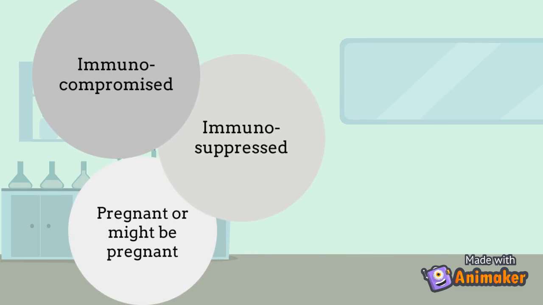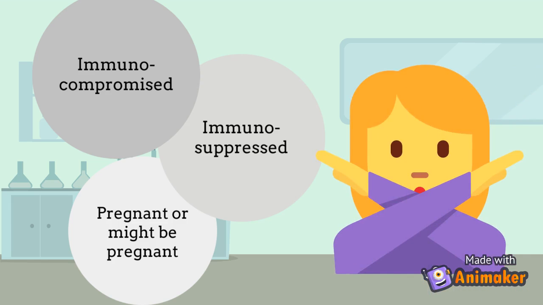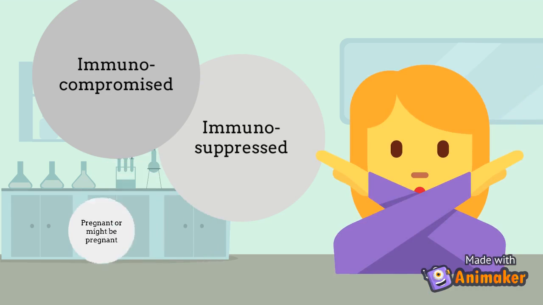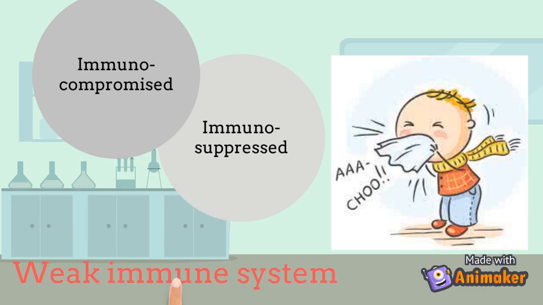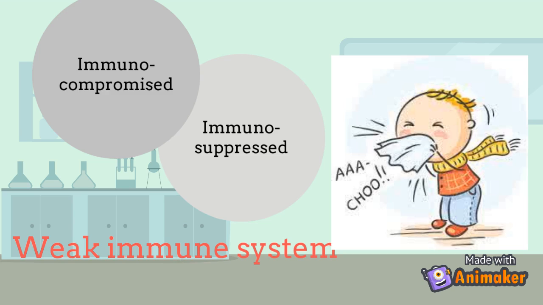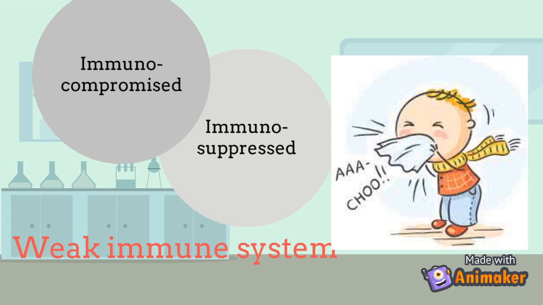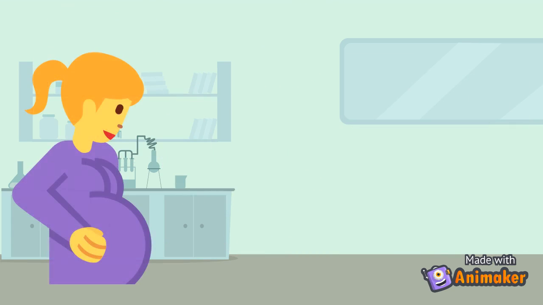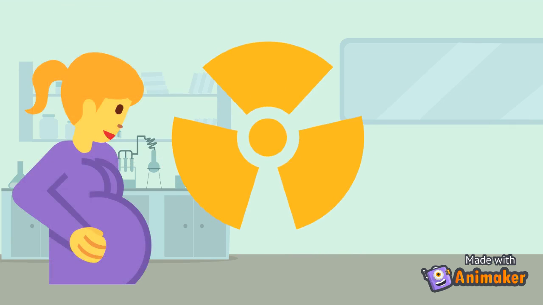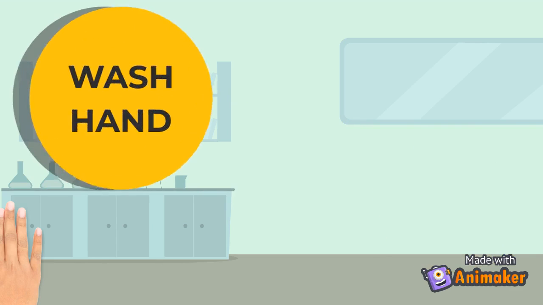Next, people who are immunocompromised or immunosuppressed, and pregnant women, are not encouraged to enter the laboratory. This is because a person who is immunocompromised or immunosuppressed has a weakened immune system. Thus, when they are exposed to foreign substances, their ability to fight possible infection is reduced and their body will easily get infected. For pregnant women, the concern is that any harmful chemical could come in contact with the mother and later affect the baby.